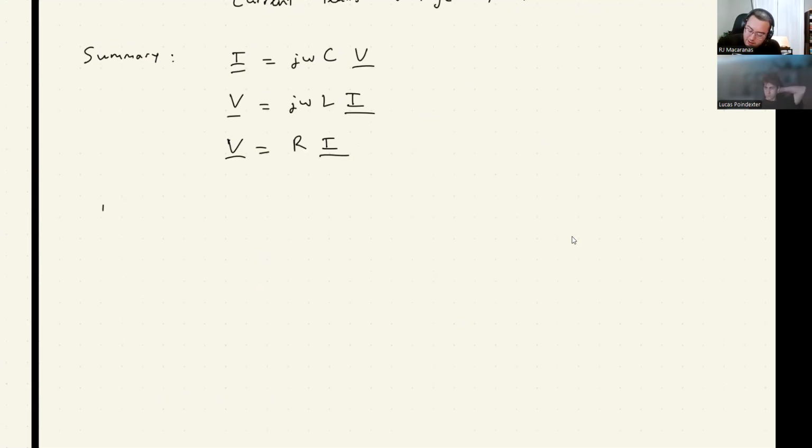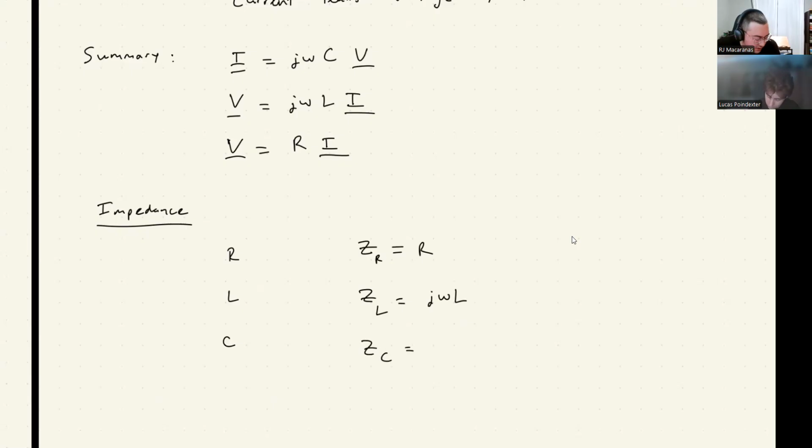Let's just quickly talk about impedance. Impedance is a generalization of resistance. If we have our passive elements R, L, and C, they have impedances. I'm going to call this Z sub R. Then Z sub L is going to be J omega L, and Z sub C is 1 over J omega C.